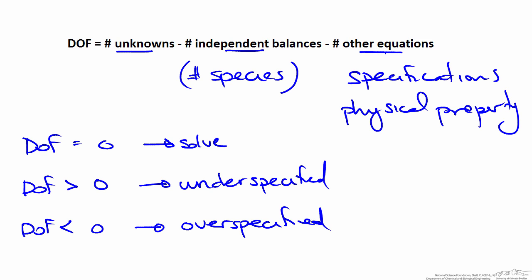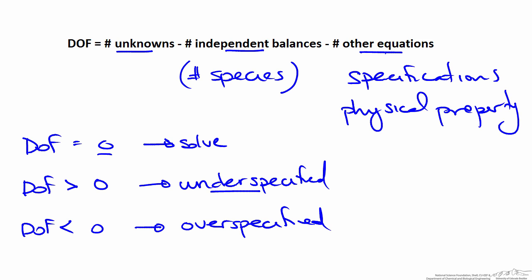If we have a situation where the degrees of freedom are equal to 0, then we can solve the problem. We have the necessary equations to relate the unknowns that we have. On the other hand, if we have degrees of freedom that's greater than 0, we have more unknowns than we have equations, and we have an underspecified system. So without more information, we can't solve for all of the unknowns.